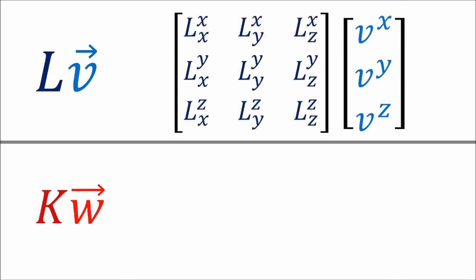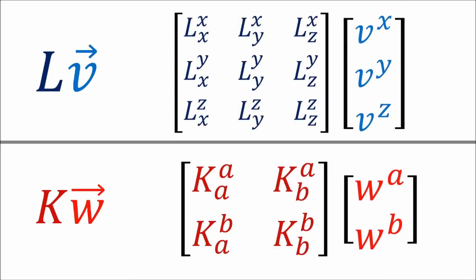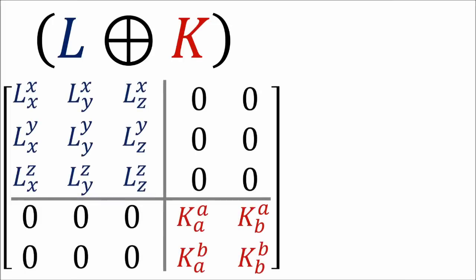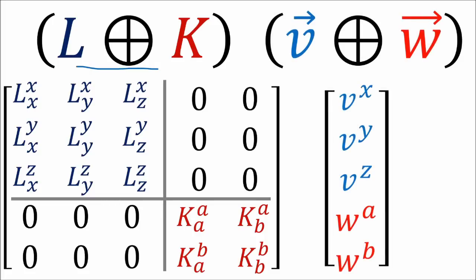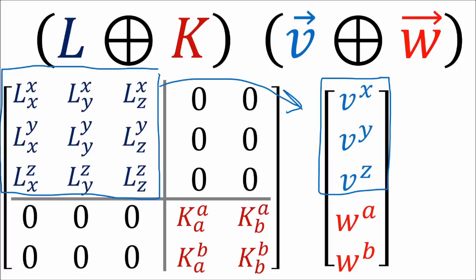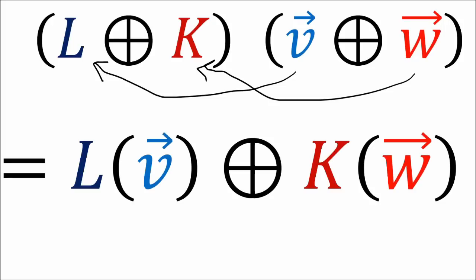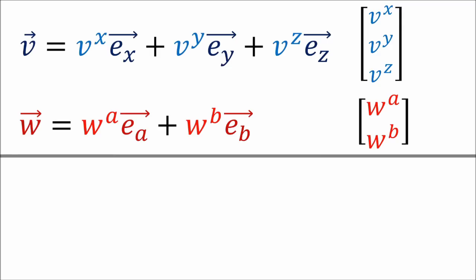If there's a 3x3 linear map L that acts on V and a 2x2 linear map K that acts on W, then the direct sum of L and K is a 5x5 block diagonal matrix like this. If we multiply this onto the direct sum of V and W, the L part of the matrix acts on V, and the K part of the matrix acts on W. More abstractly, if we see the direct sum of L and K act on the direct sum of V and W, we can just pass V to L and pass W to K to get our result. The tensor product, on the other hand, is a bit harder to understand.